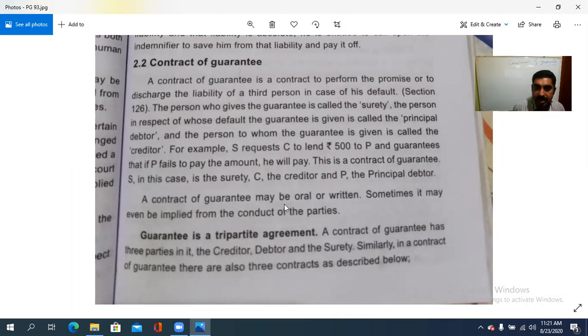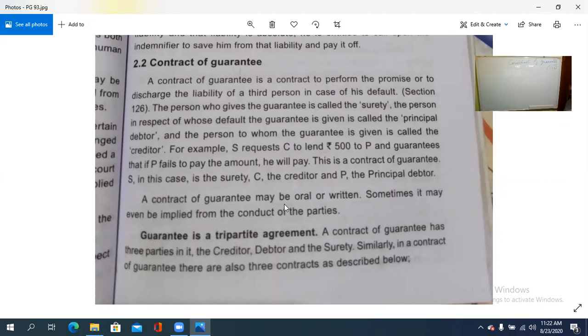A contract of guarantee is a contract to perform the promise or to discharge the liability of a third person in case of his default. Section 126. 124 contracts of indemnity, 125 that remedies for that one. Previously we see that if the indemnifier sued against the indemnified, section 125, and contract of guarantee section 126. So 124 to 147 ഇത്രയും sections ഉണ്ട് ഈ ഒരു module. Then we will look into that.